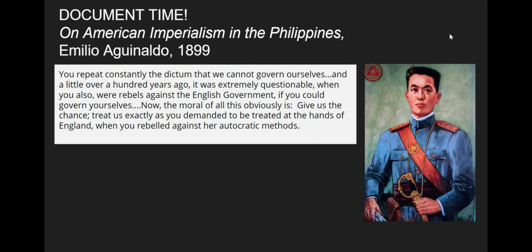But let's look at anti-imperialist response. This is by a really interesting individual. His name is Emilio Aguinaldo, and he was the leader of the Filipino independence movement. So he fought against the Spanish at first, and then later against the United States when we did not grant the Philippines freedom.